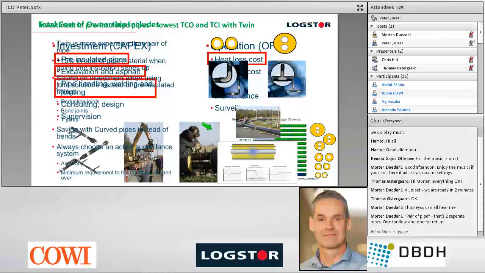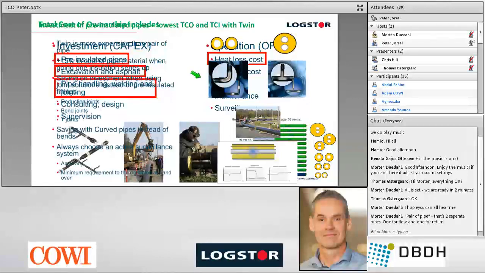Okay, then I will dive into the investment in the pre-insulated pipes. If you look at the investment in pre-insulated pipes, it's a fact that twin pipe is more expensive than pair of pipe. If you go one insulation series up, for example from CS1 to CS2, then the additional cost will be around plus 15%.